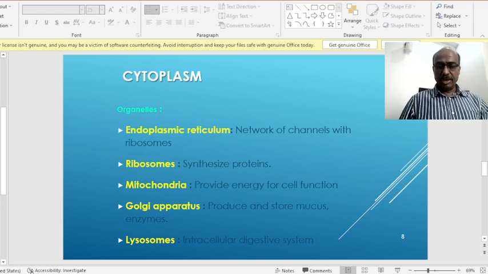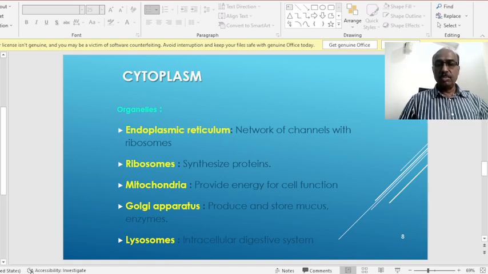Now come to cytoplasm. Friends, cytoplasm is the material that the cell is made of, except for the nucleus. All the functions of the cell, expansion, growth and replication, are carried out in the cytoplasm of a cell. Now what are organelles? Organelles are specialized structures which perform specific jobs.